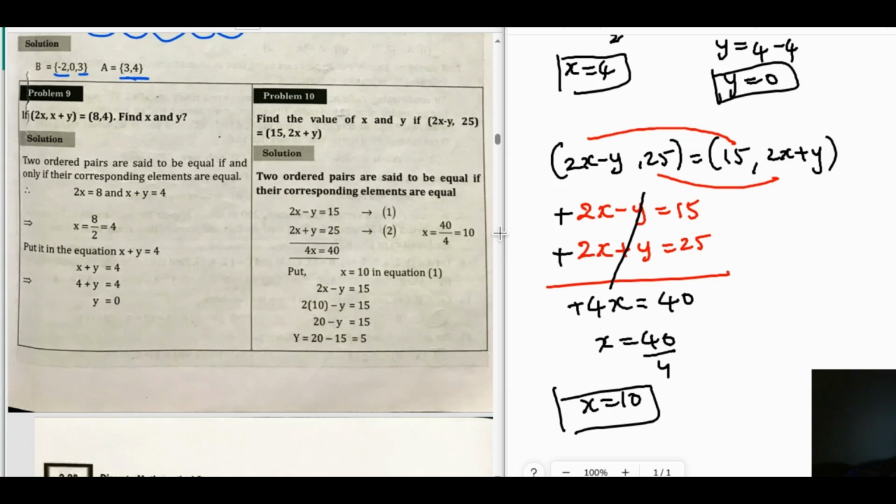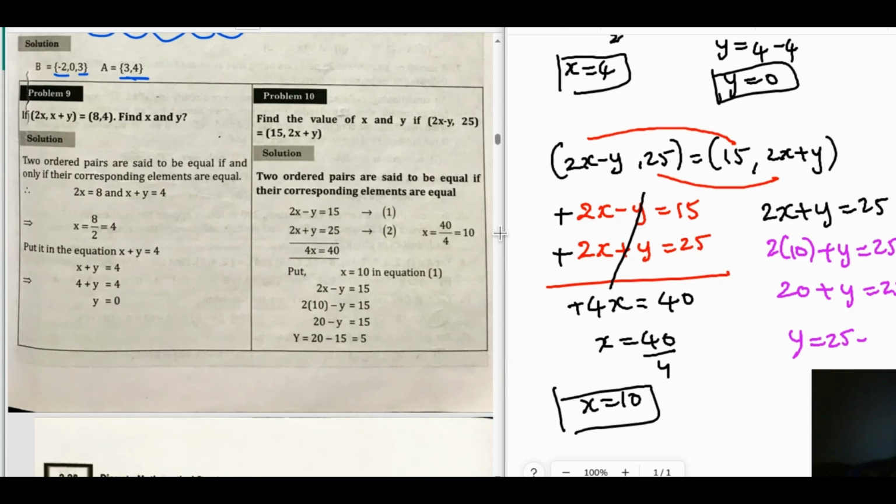Then any one equation you can take, 2x plus y is equal to 25. Then substituting the value of x, we get 2 into 10 plus y is equal to 25. 2 tens are 20 plus y is equal to 25. Then y is equal to 25 minus 20. Then y will be 5. So the values of x and y have been found.